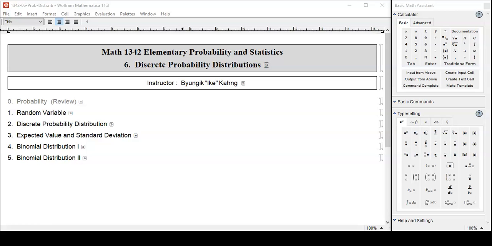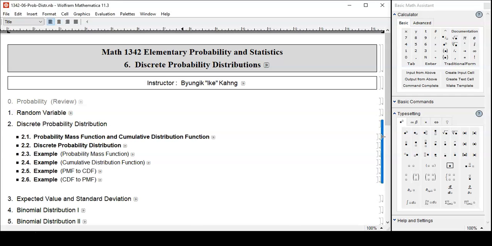Hello students, welcome back. We just completed section 1, random variable. We discussed what it meant and went through some examples. All those examples we had from section 1 are all about discrete random variables, remember? Now, let us consider something called the probability distribution of those discrete random variables.